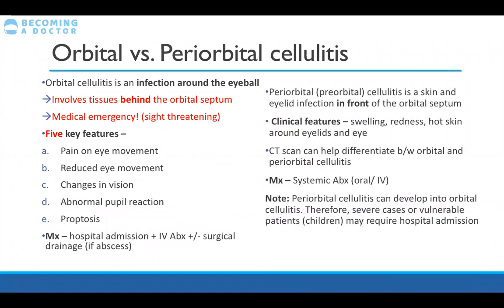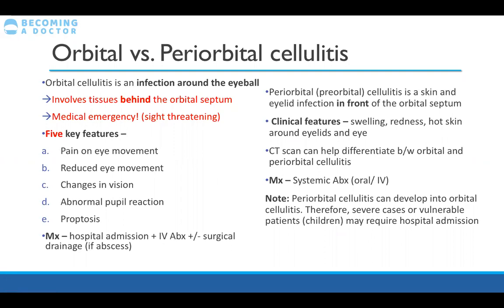Okay, so moving on to periorbital cellulitis. As I said, the infection is in front of the orbital septum. So clinical features, you again see swelling, redness, hot skin. And like most of you, we had a tie on the questions. So a CT scan can help differentiate between orbital and periorbital cellulitis. And that's just basically going to show you whether the infection is in front or behind the orbital septum.